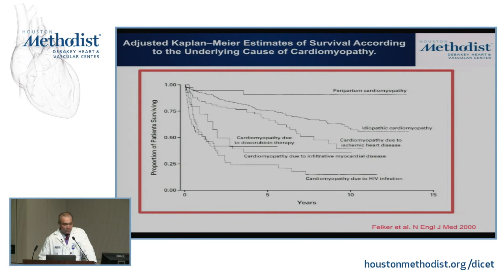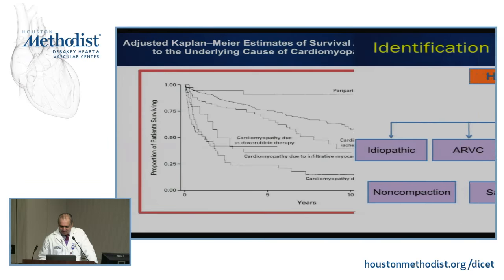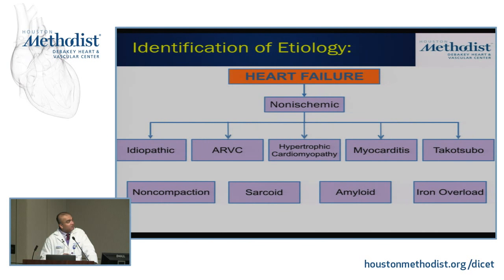Now, the patterns of fibrosis can actually help us, I think, in trying to identify what the potential underlying etiology is. And as we've seen, knowing what the underlying etiology is can be very important because it has very significant prognostic effects. So here's just a list of some of the different non-ischemic cardiomyopathies that CMR can be helpful with. And in the interest of time, I'm not going to go through each of these, but I'm going to try to highlight some of the ones that I think are key.